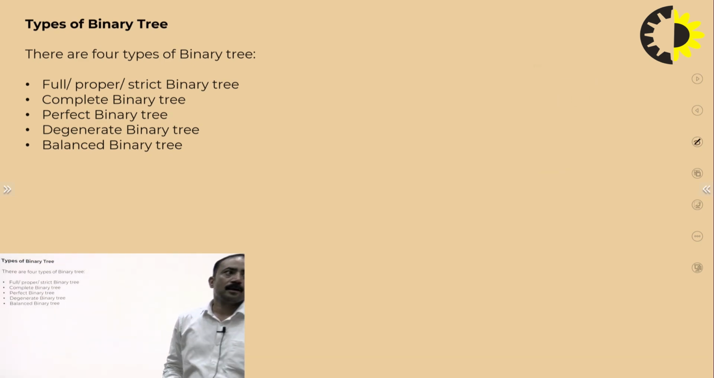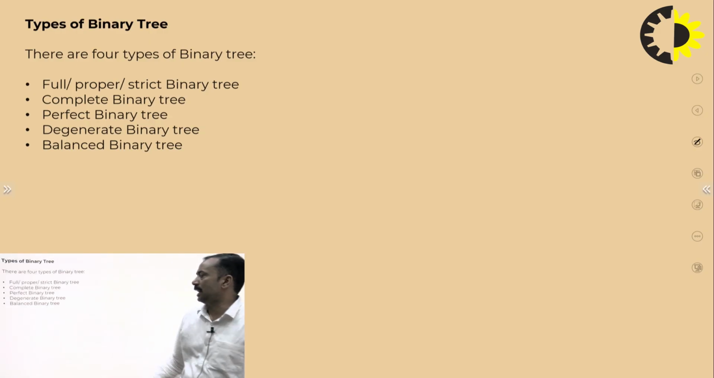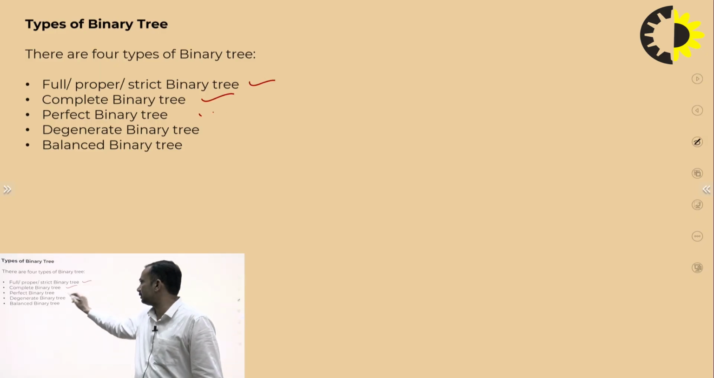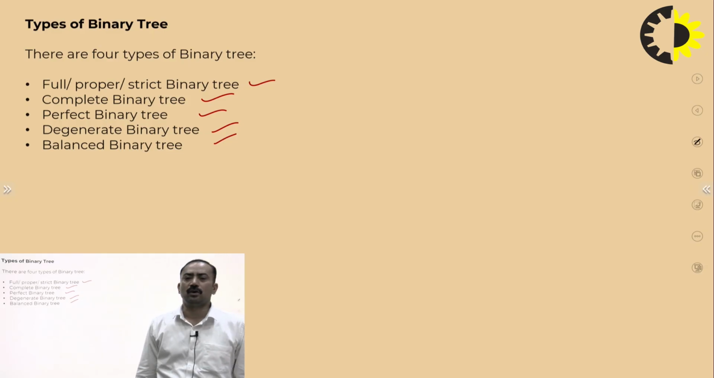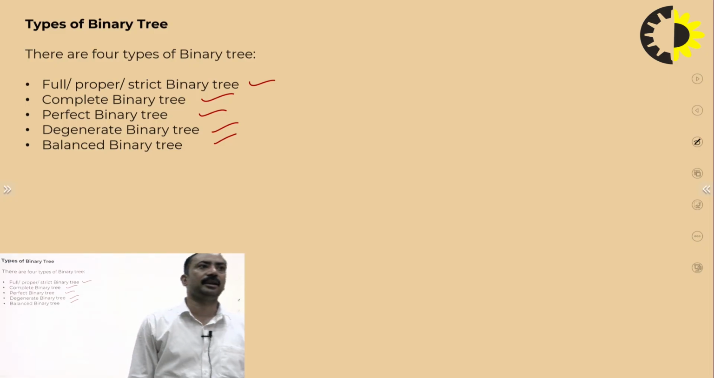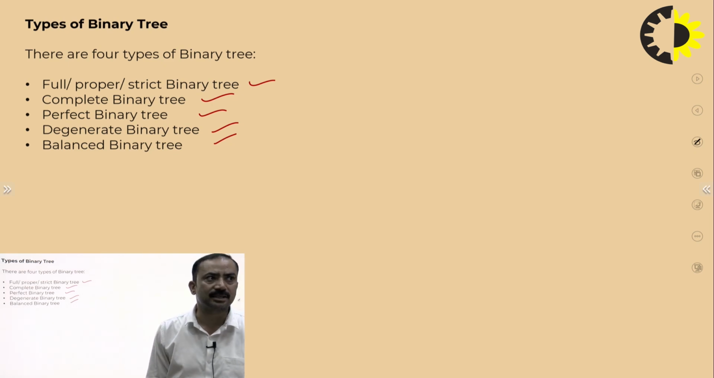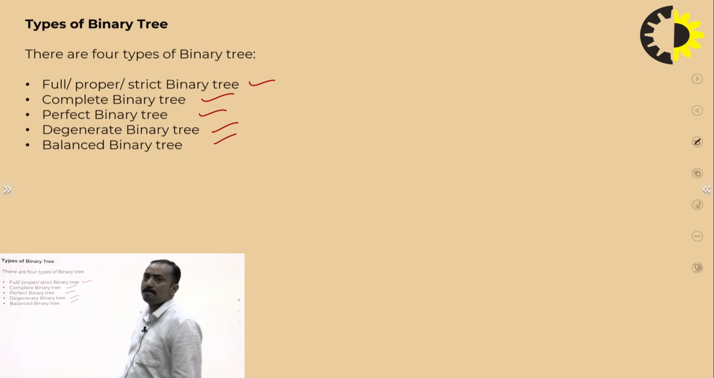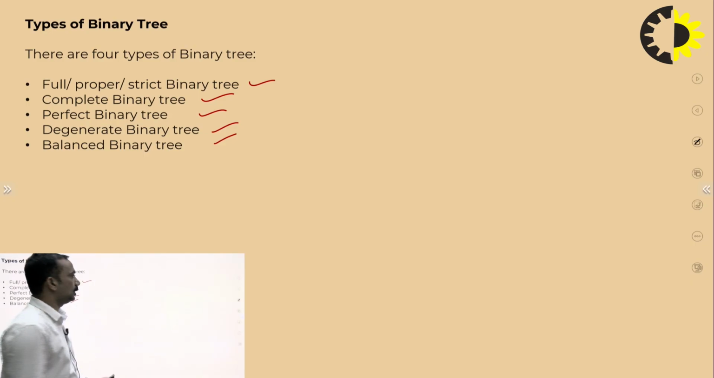Now comes the types of binary tree. We have many types of binary tree, and we will discuss only a few of them. First is the full binary tree, or we can say proper binary tree, or strict binary tree. A full binary tree is also known as a strict binary tree, and a tree can be considered a full binary tree only if each node contains either 0 or 2 children.